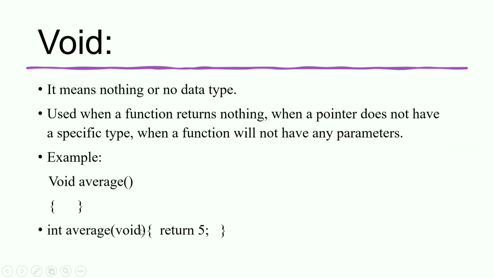Int average, opening parenthesis void. So here we are not giving any kind of arguments. Then opening and closing braces which have return 5, right? So this is returning the value 5 to the function as it is expecting to return something as we have used keyword int. So void means nothing. If we don't want to return from a function, then we use void, and if we don't have any parameters to give to the function, then we can use void. We can also use void pointers also. We'll see that in pointers video very clearly.